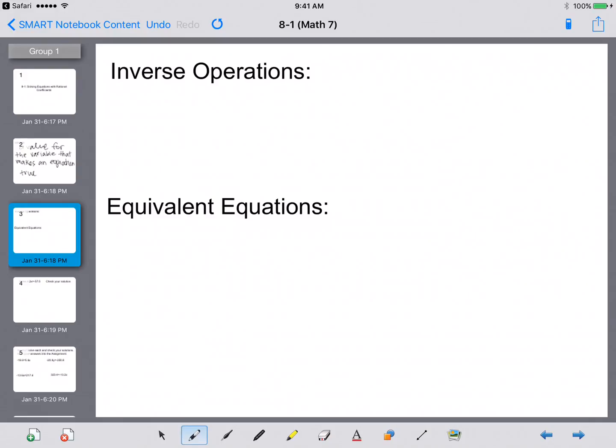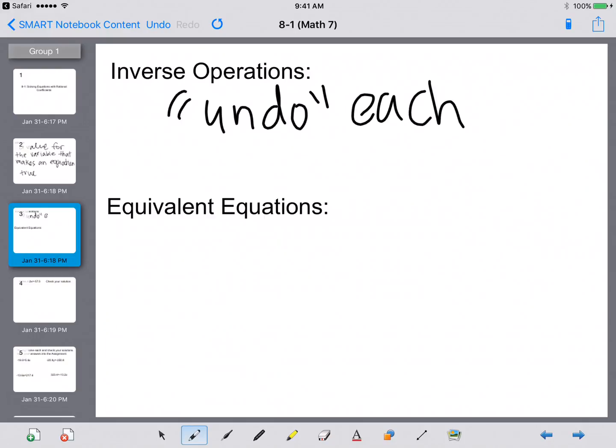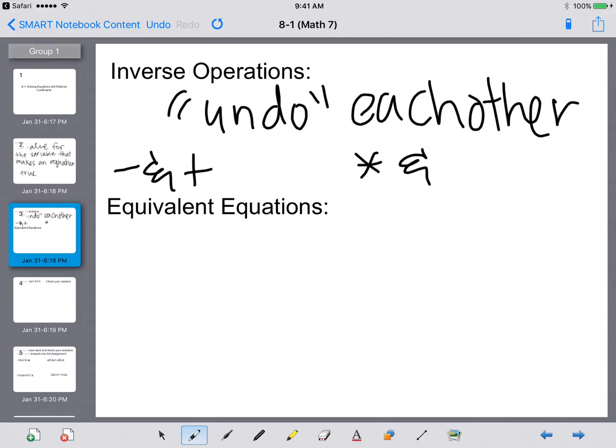Now we've got inverse operations and equivalent equations. And I think some of you can remember that an inverse is kind of like the opposite, right? Inverse operations undo each other. So the inverse of addition is subtraction. The inverse of division is multiplication. So inverse operations are the things that undo each other. So that would be subtraction and addition, as well as multiplication and division.